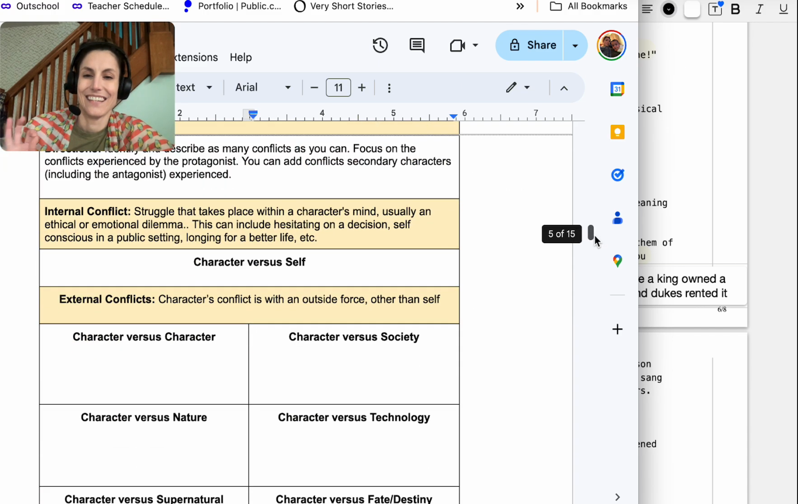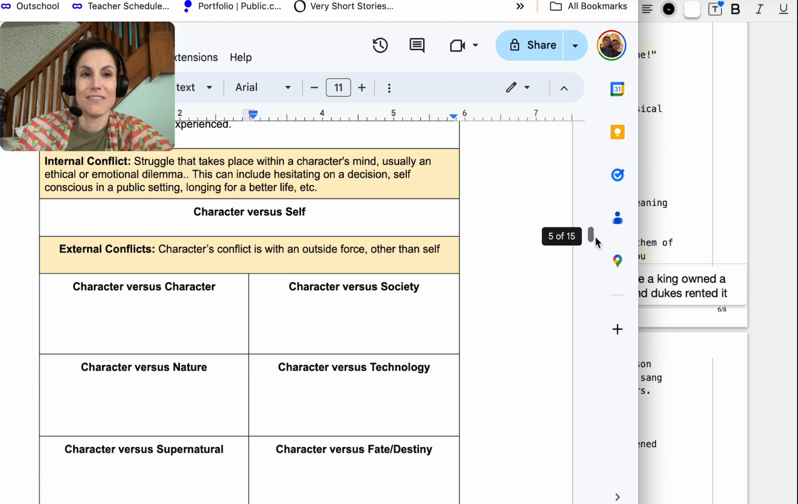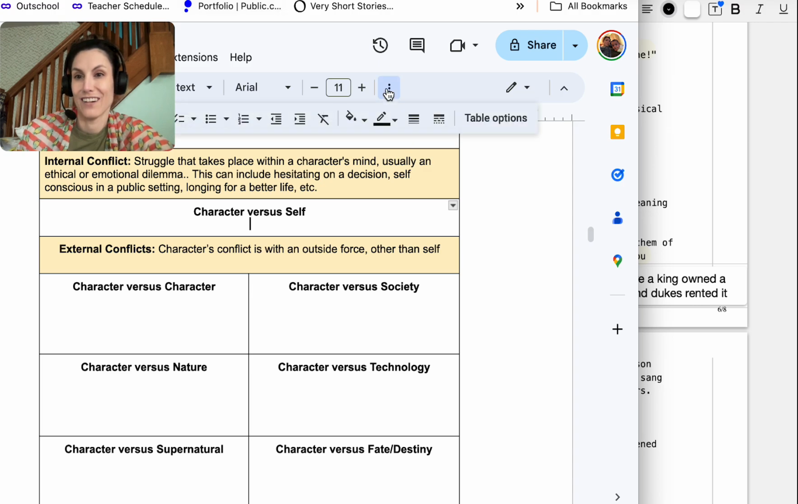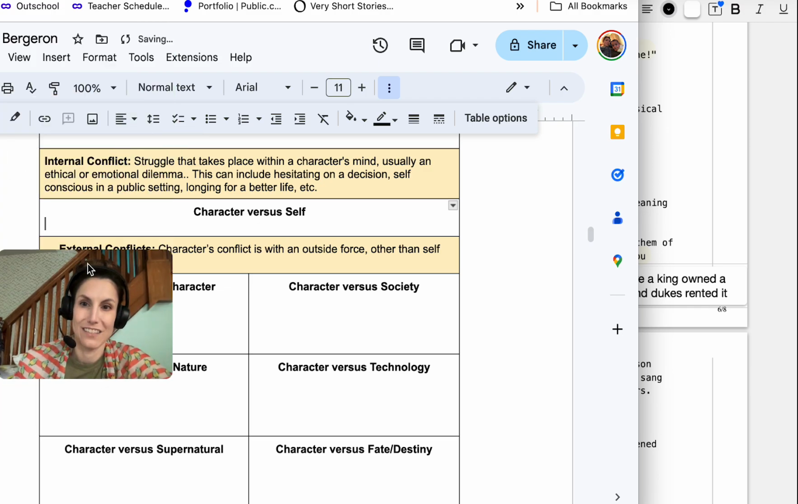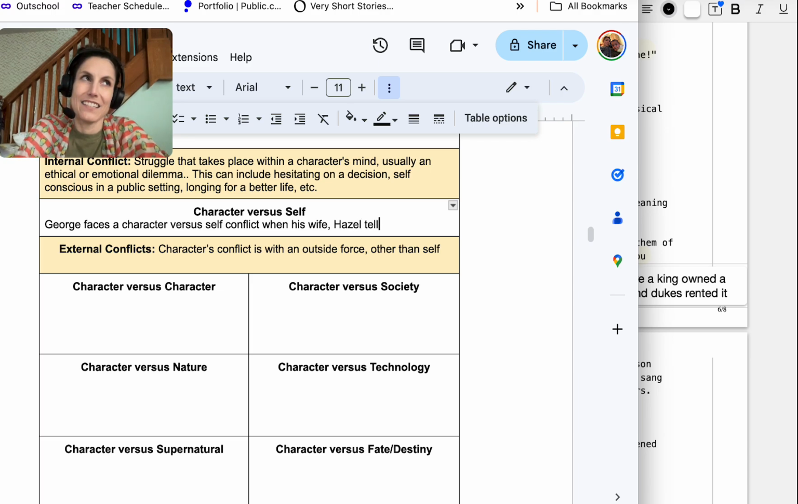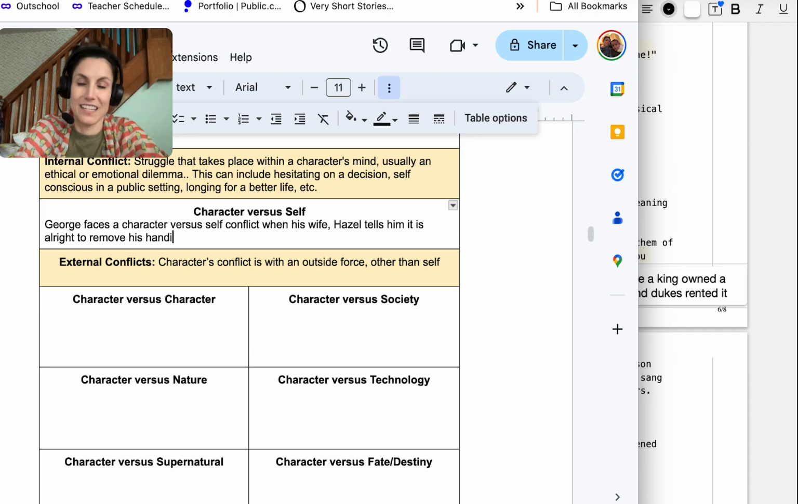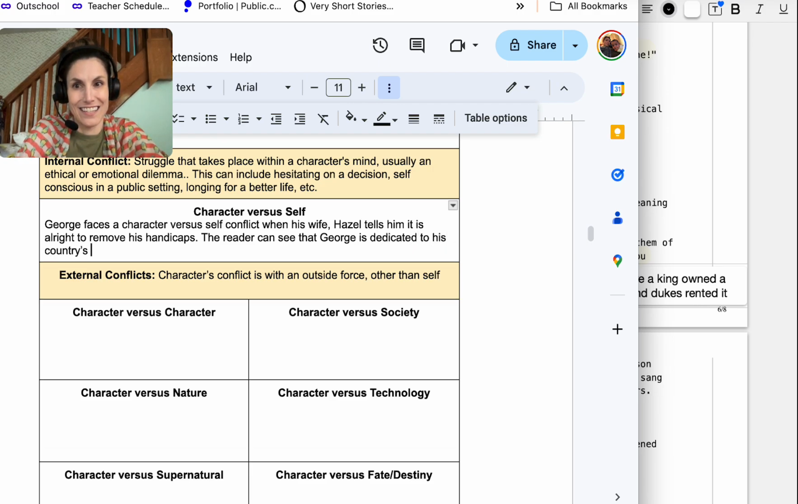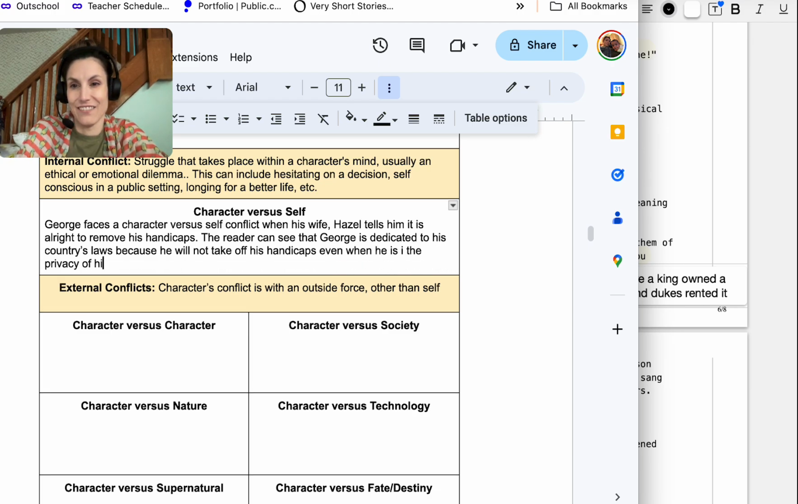But, alright, so if we go into our characters, we can say character versus self could be both George and Hazel. They are hampered by their handicaps. Actually, we could specifically say George. So at the start of the story, George faces a character versus self conflict when his wife, Hazel, tells him it is all right to remove his handicaps. The reader can see that George is dedicated to his country's laws because he will not take off his handicaps, even when he is in the privacy of his own home.